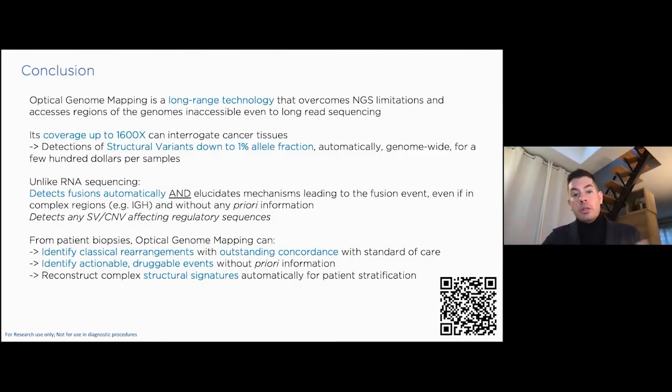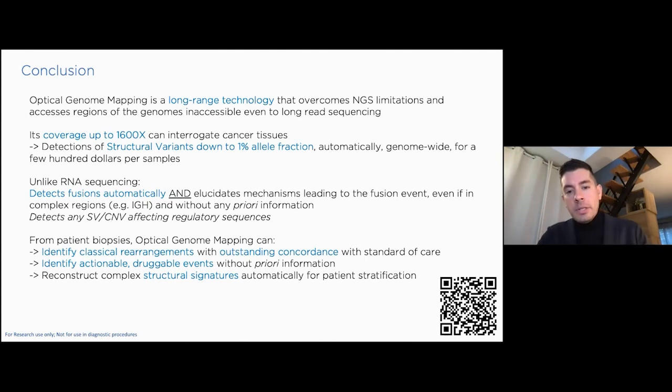So as a conclusion, optical mapping is a long-range technology that overcomes NGS limitations and accesses regions of the genome inaccessible even to long-read sequencing, because of highly repetitive sequences, because these regions are flanked by segmental duplications, or because they are composed of high GC content. Its coverage, up to 1600x, can interrogate heterogeneous tissues and allow the detection of structural variants down to 1% allele fraction automatically, genome-wide, and for just a few $100s per sample.